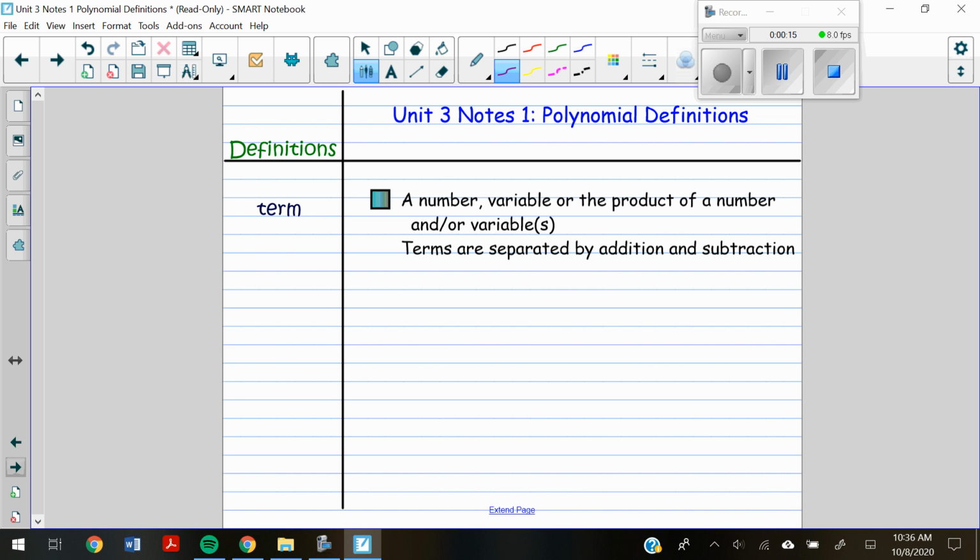All right, a term is a number, a variable, or a product of a number and/or variables. Terms are separated by addition and subtraction. So a term can be simple, such as x. It could be a little bit more involved, like 2x to the third, or it could be even longer, like negative 4 x squared y to the third z to the negative 7th. That is one complete term because it's not being separated by addition or subtraction. It's only multiplication. So pause so you can write those down.